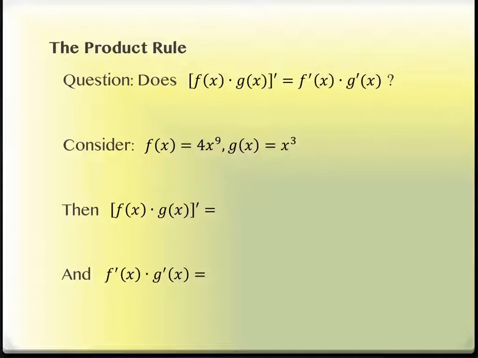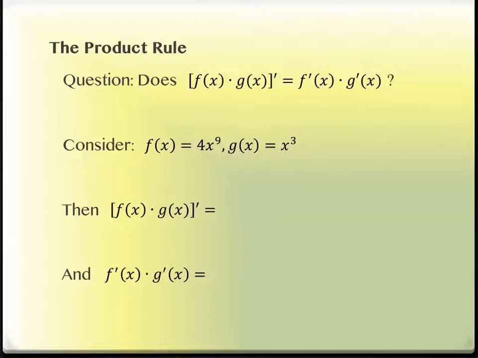Is it possible, like with the sum and difference rule, that when we take the derivative of a product, it's just the product of the derivatives? We can just take the derivative of each piece, multiply them together, and be done, because that's kind of what we would hope for. It works for limits. Limits work that way. So does it work for derivatives? That's the question. So we're going to consider two functions: f of x equals 4x to the 9th and g of x equals x cubed. I've purposely chosen very simple, clean ones to work with.